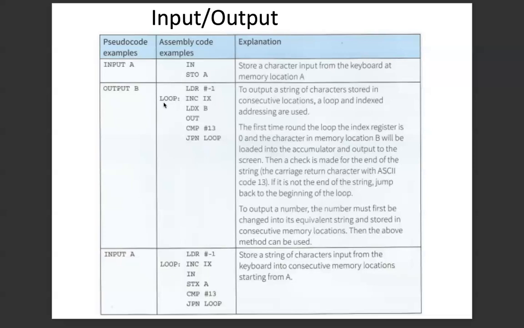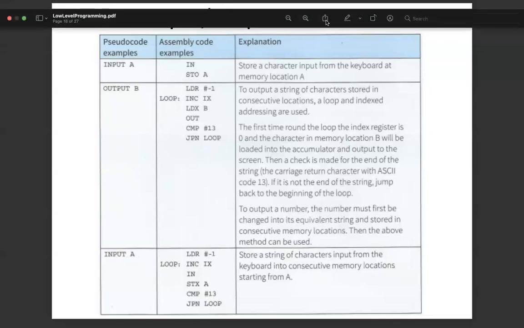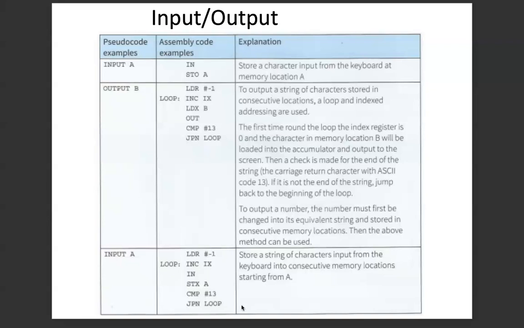Now, let me explain what's happening over here. Assume that I have a line written here, like this. This is one line, right? So my output B is going to output this line. As I mentioned a little while ago, LDR #-1 means using immediate addressing, load the value of -1 into my index register. I'm going to draw my index register here. This is my index register. The value of the index register is -1 at the moment. This is my IX.